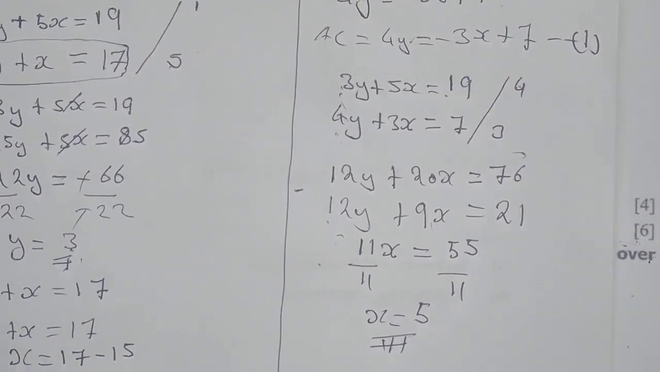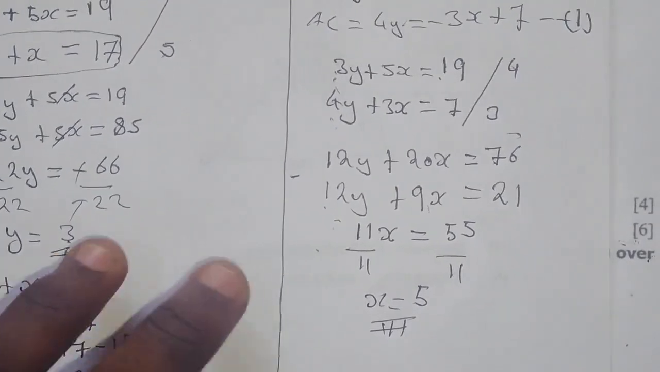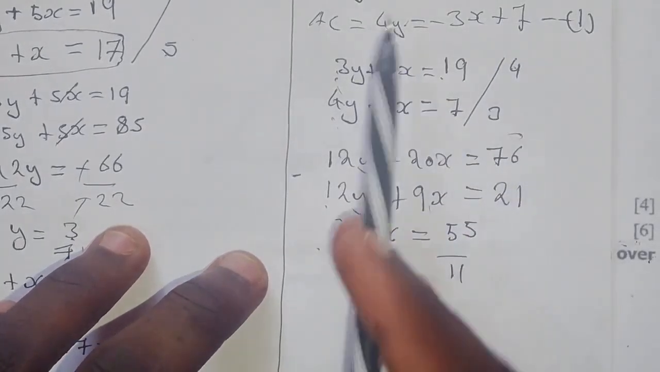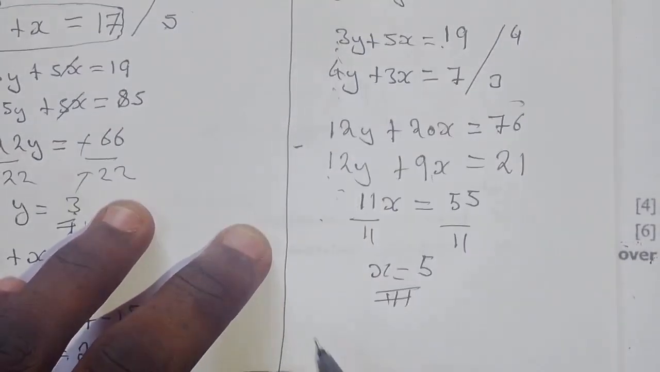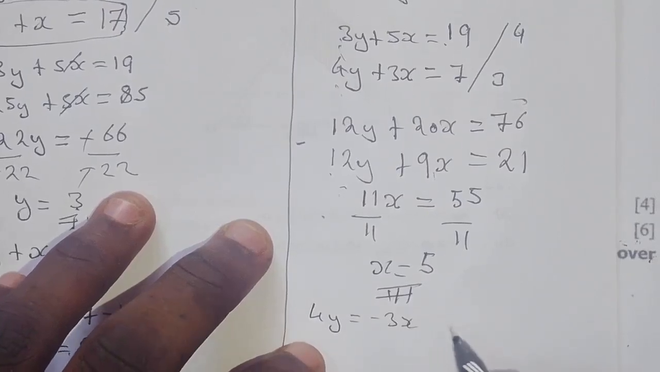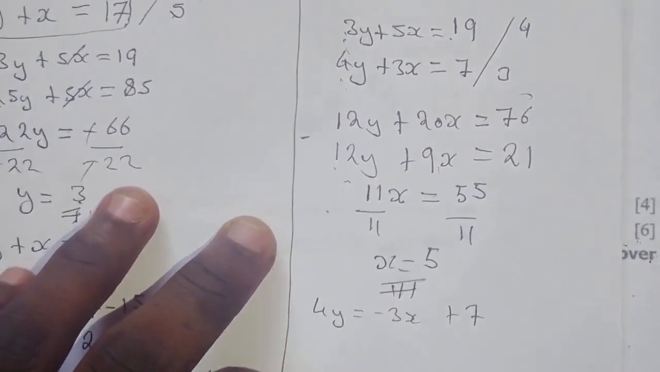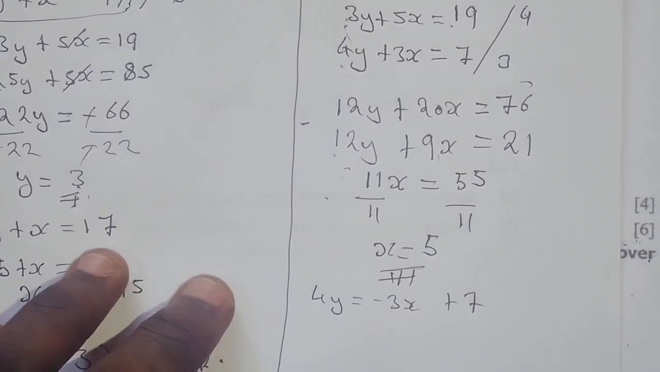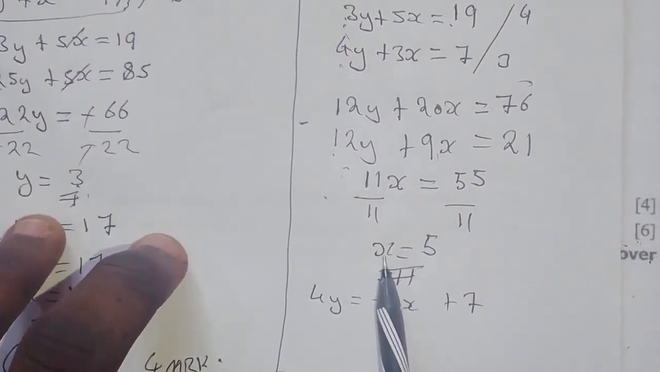So having found the x coordinate for C, it's now easy for us to find the remaining coordinate, which is y. So we had our equation, which is 4y is equal to negative 3x plus 7. Where there is x, we just put 5 to find y, because we have found the value of x, which is 5.